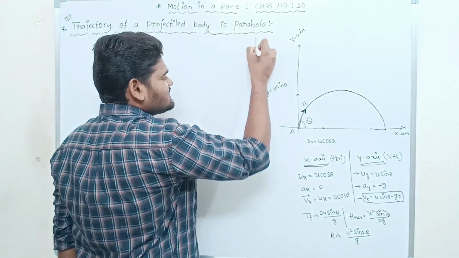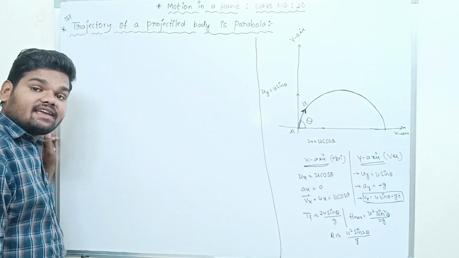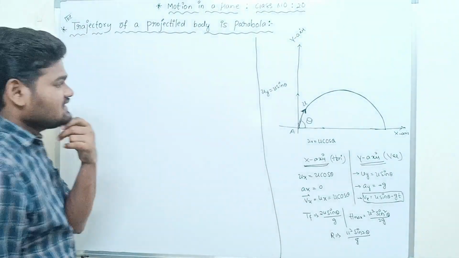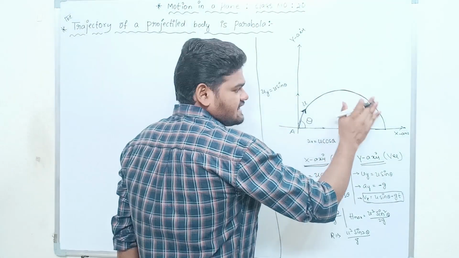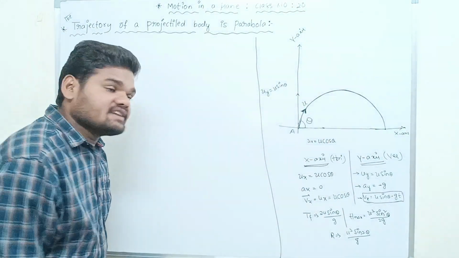Okay, right. In today's session, what is our concept? We have to show that the trajectory of a projectile body is a parabola. So have a look. Whatever the trajectory of this object is, that is a parabola. So we have to prove that.